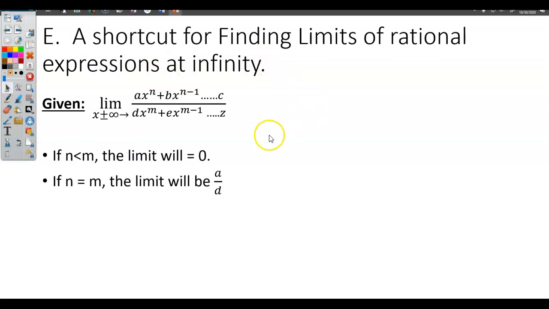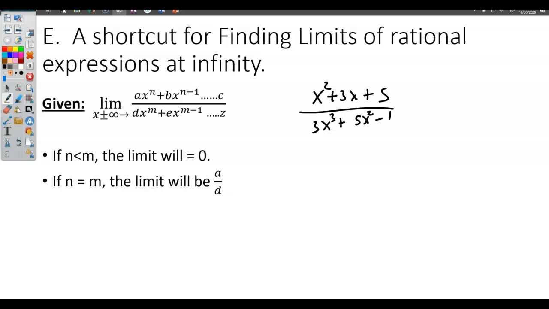Now, let's see, we have a little bit more here to do today. Here we go. Here's a shortcut for finding limits of rational expressions at infinity. Now this is really kind of overwhelming to look at, so let me give you guys something a little simpler to look at. What I mean is basically you have a polynomial of some kind over some other polynomial. It's got to be a polynomial. In other words, you can't have square roots, you can't have natural logs in there or trig functions. It's just got to be a straight up polynomial.